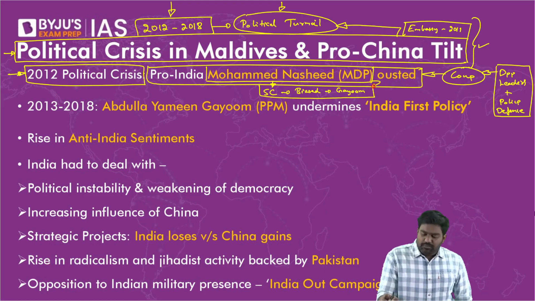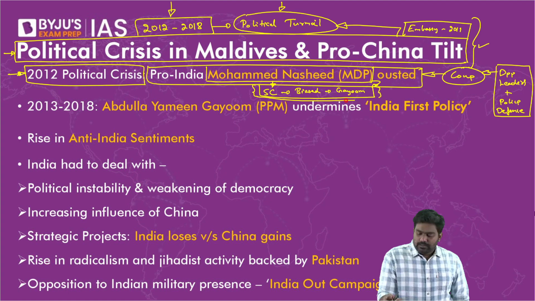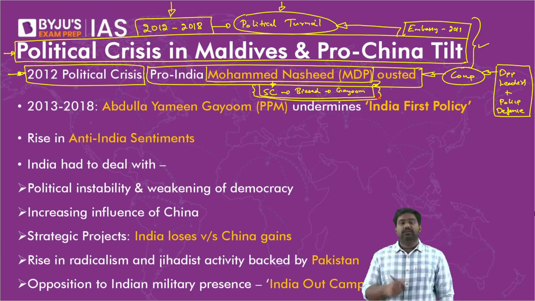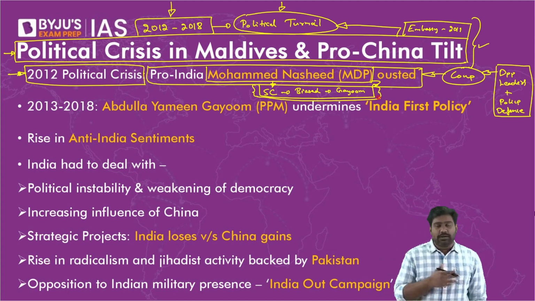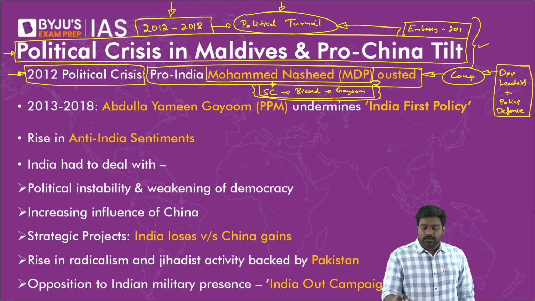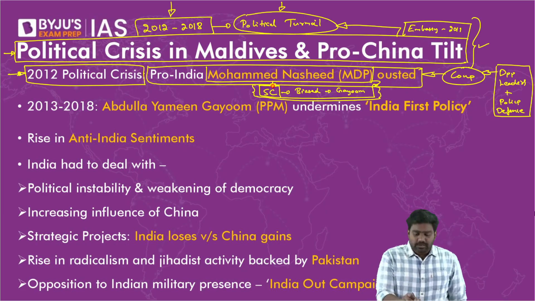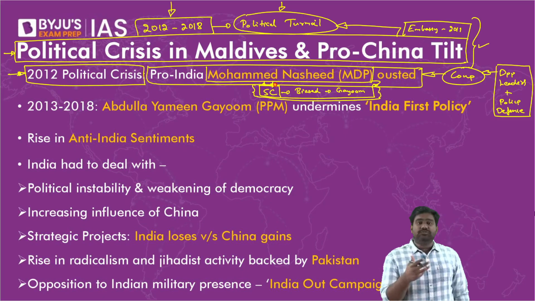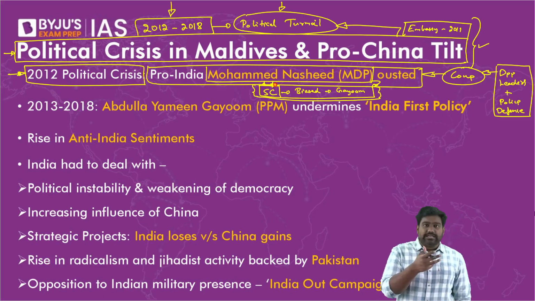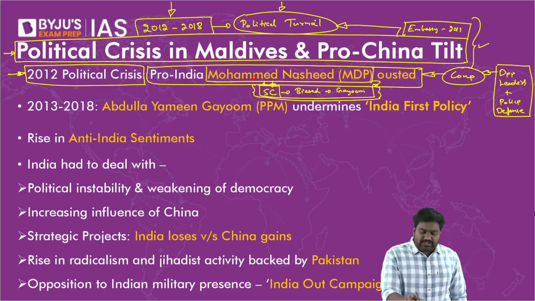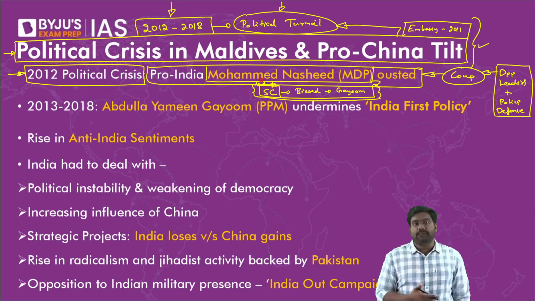So Nasheed's government was pursuing these corruption charges against the former dictator. All right. So in these cases, he believed that the Supreme Court judges were biased towards Maumoon Gayoom. So what he did was, he ordered the arrest of the Supreme Court judges. Mohammad Nasheed, the president, ordered the arrest of Supreme Court judges. So this was a breach of separation of powers. Executive interfering with judiciary and ordering the arrest of judges. That is the breakdown of democracy.